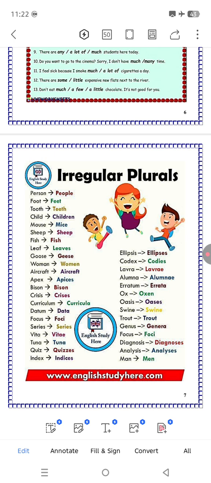Now, if you ask how we could answer a question about irregular plurals, I told you that we have different types of questions. The most common type of question is to do as required, which means that I will ask you to change the noun from singular to plural by giving the most appropriate form depending on the grammatical rule for this noun.